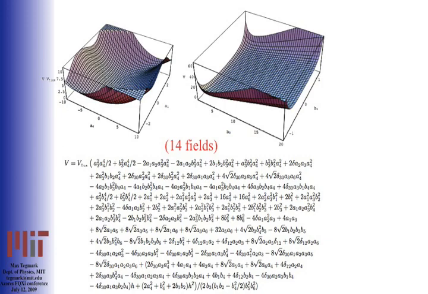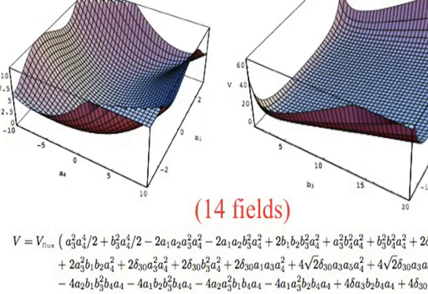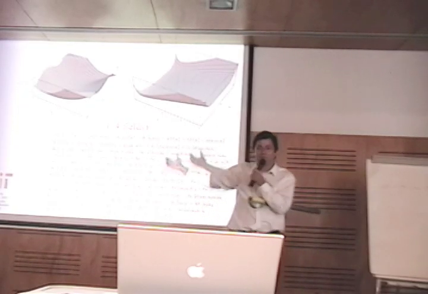And once we had stripped off all the string jargon, all you get are these functions, which are inflaton potentials. This is for a type 2A model, which, never mind what all these symbols mean, it's just a function of 14 variables. You can plot these. These are inflaton potentials.